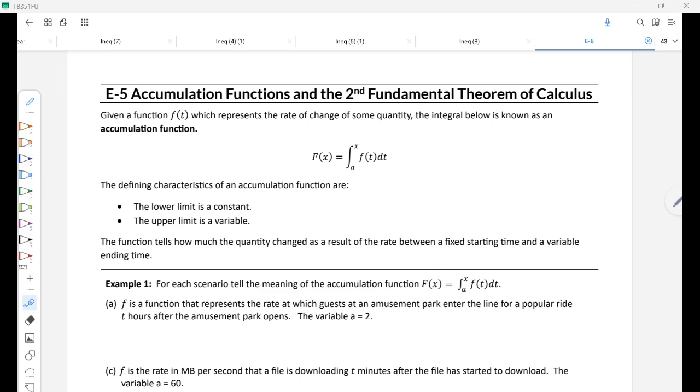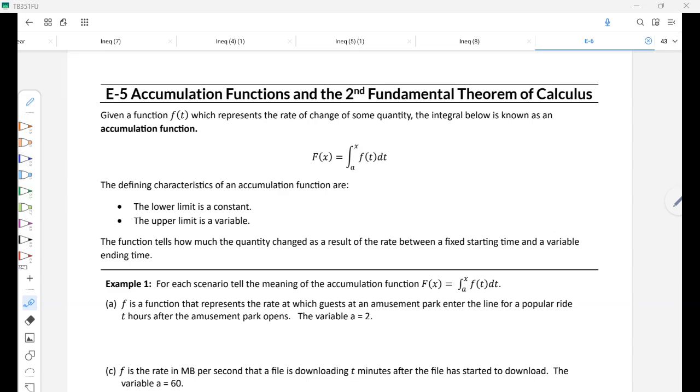So the things that we are looking for is we are verifying that our lower limit is a number. If the lower limit is a variable, if the lower limit is a function, then you do not have an accumulation function. You've got a function that does not have a special name, but it is not an accumulation function. The upper variable needs to be just a variable. It can't be 2x. You don't have an accumulation function if it says 2x. The letter does not matter.